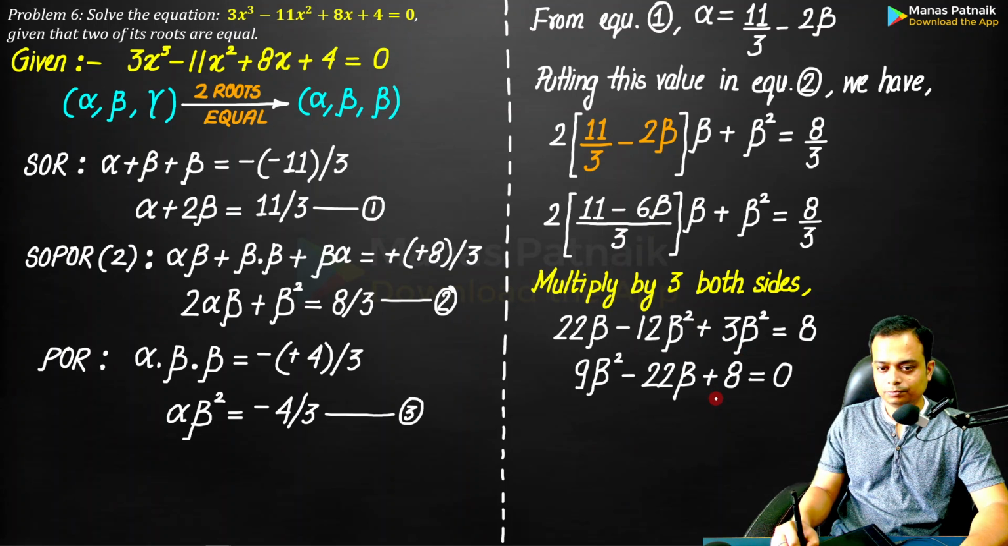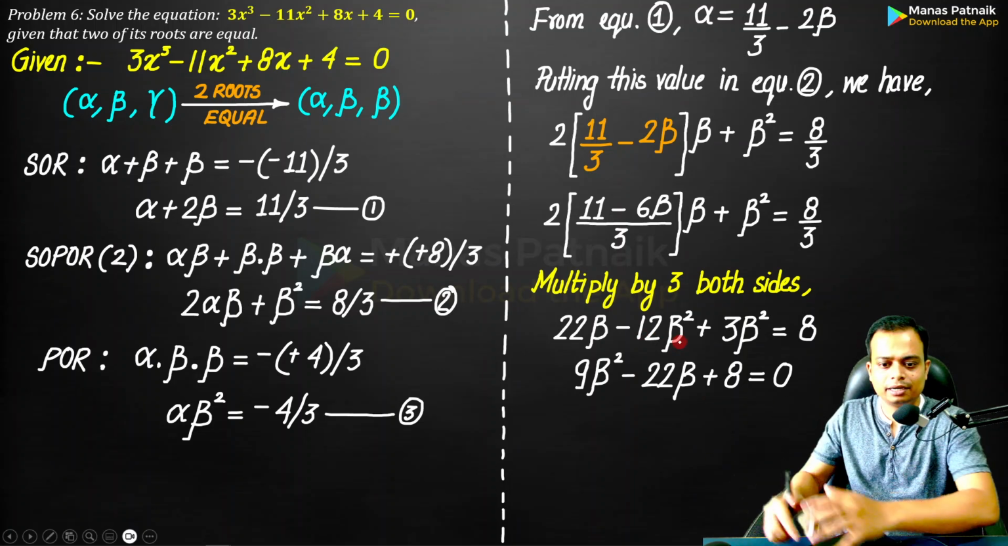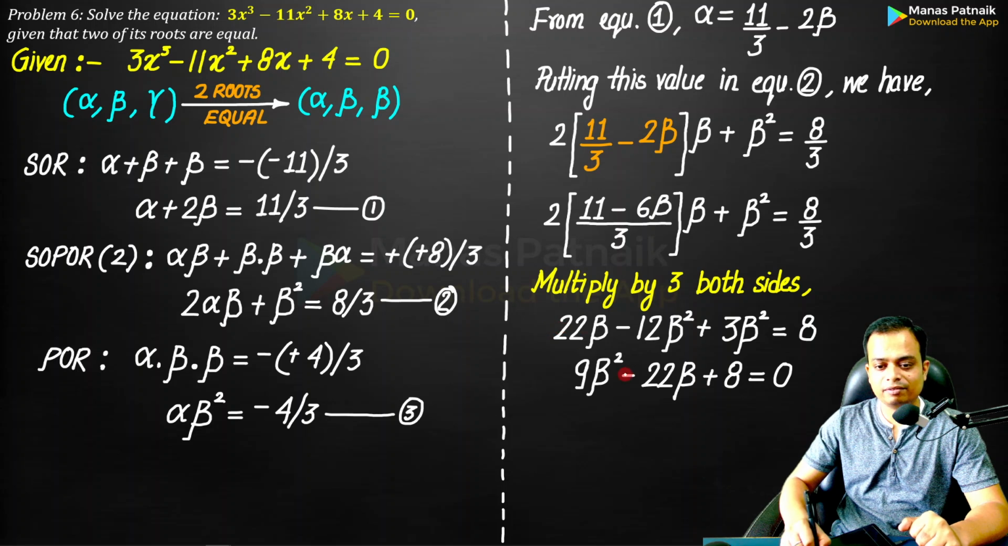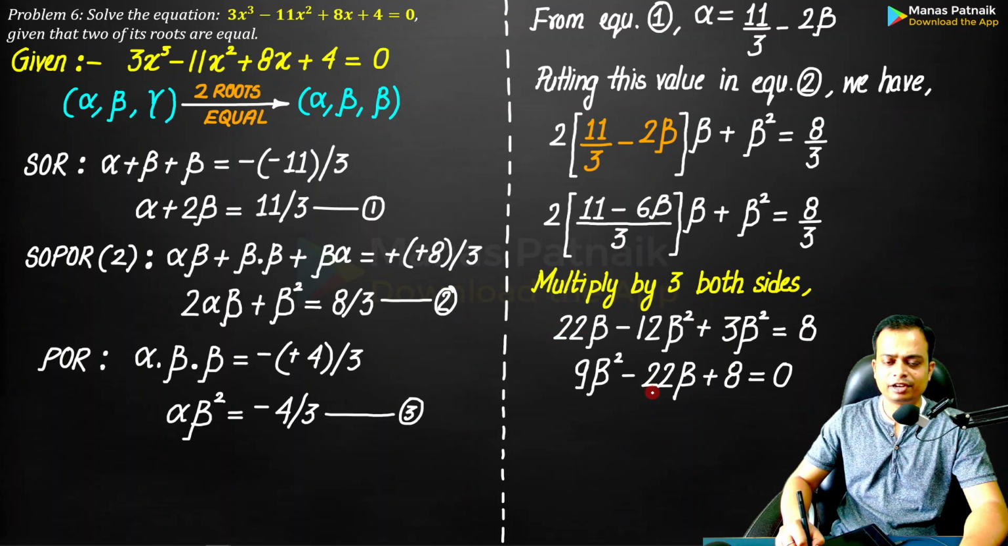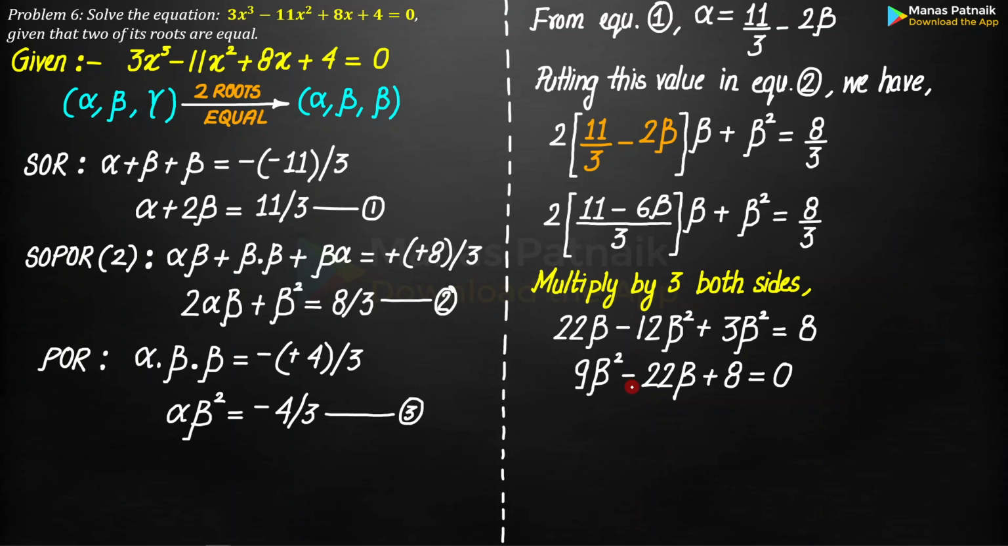So this is how you need to do. That's 9 beta square with a negative sign. So you need to take it to the other side in order to make it positive. This 22 beta will also become negative. Very simple stuff, very basic stuff. I hope you can understand this very easily. Now 9 into 8 is 72. You need to think of 2 numbers whose product is 72 and whose sum is 22. The 2 numbers, by the way, are 18 and 4. The sum is 22 and 18 into 4 is 72.